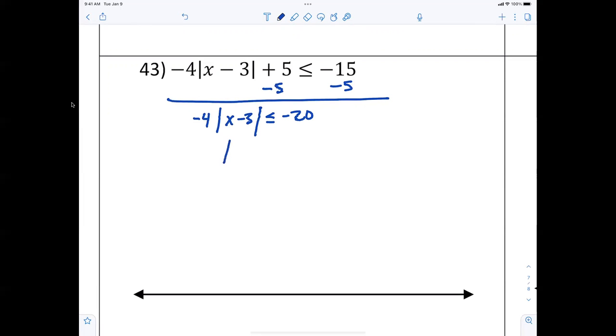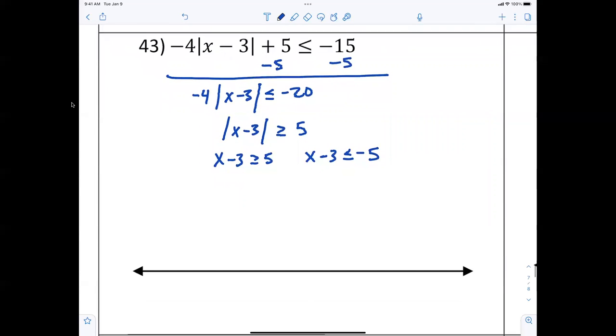So now you'll have absolute value of x minus 3 greater than or equal to 5. Write out both equations. Absolute value inequality requires 2 equations. x minus 3 greater than or equal to 5. x minus 3 is less than or equal to negative 5. And now let's take a look at it. Adding 3.